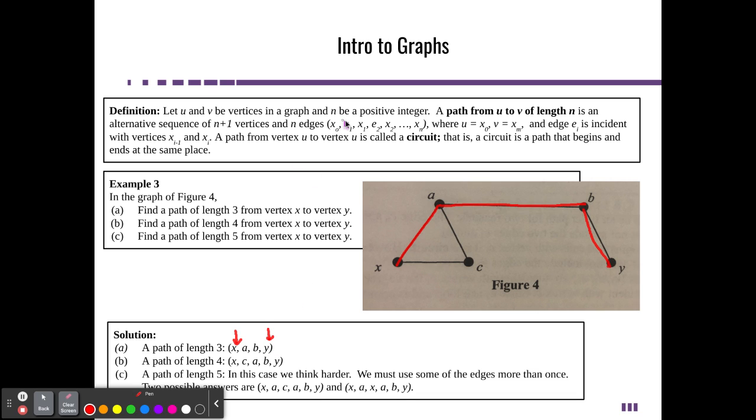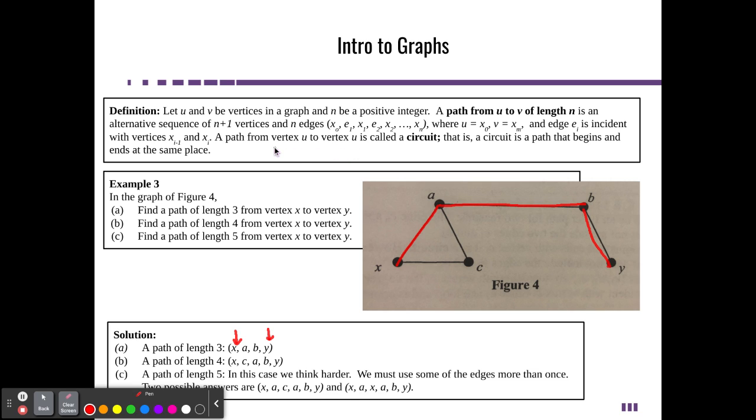And so that's what this is saying up here: these are the vertices along the way that you would hit, and the paths are just naturally listed in between those, or the edges, I should say.